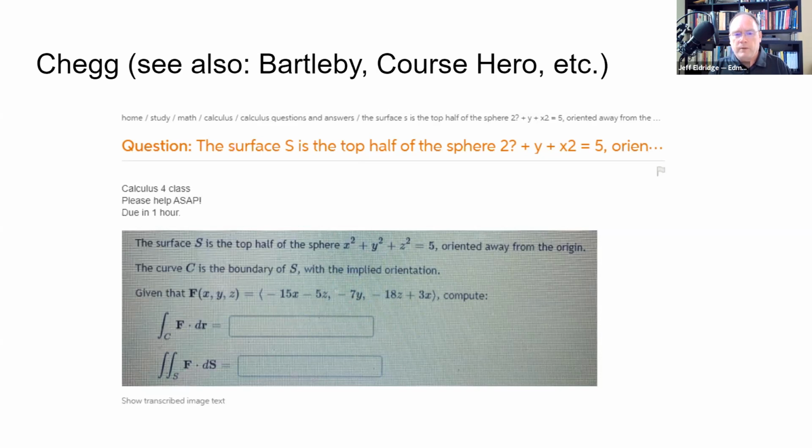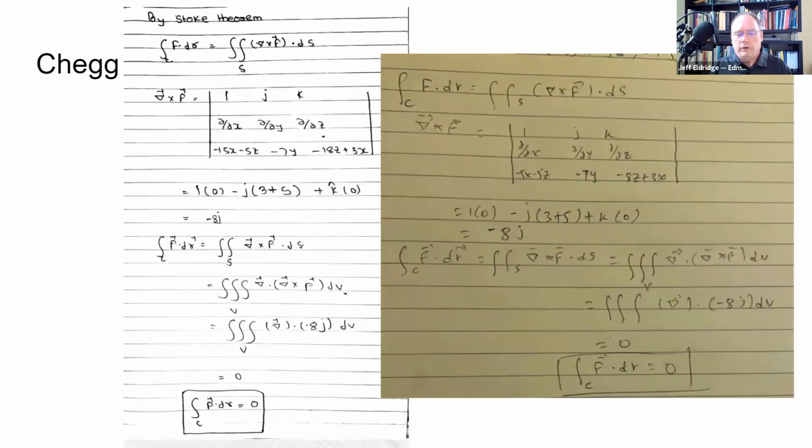But then, often within an hour or two, sometimes even faster, somebody will post a solution. So here is the solution that the Chegg tutor posted for this problem. Here is the solution my student submitted, and you can see they're identical.